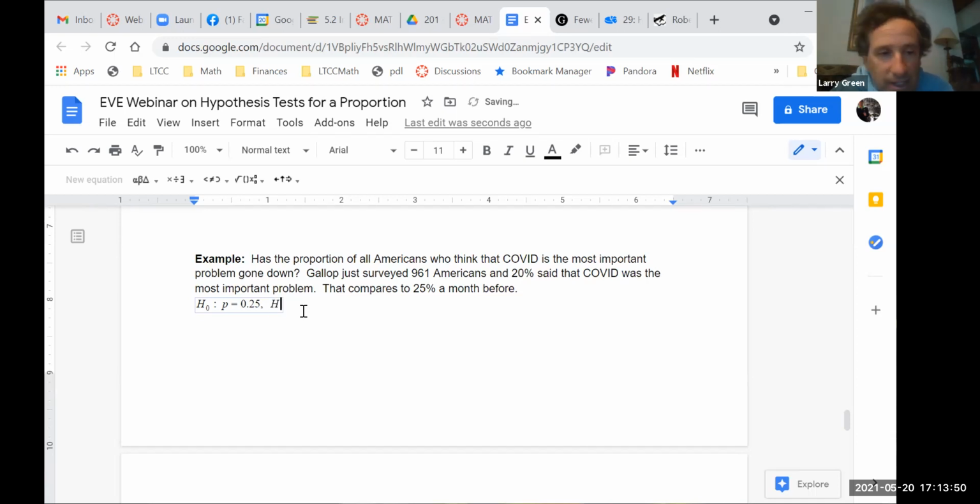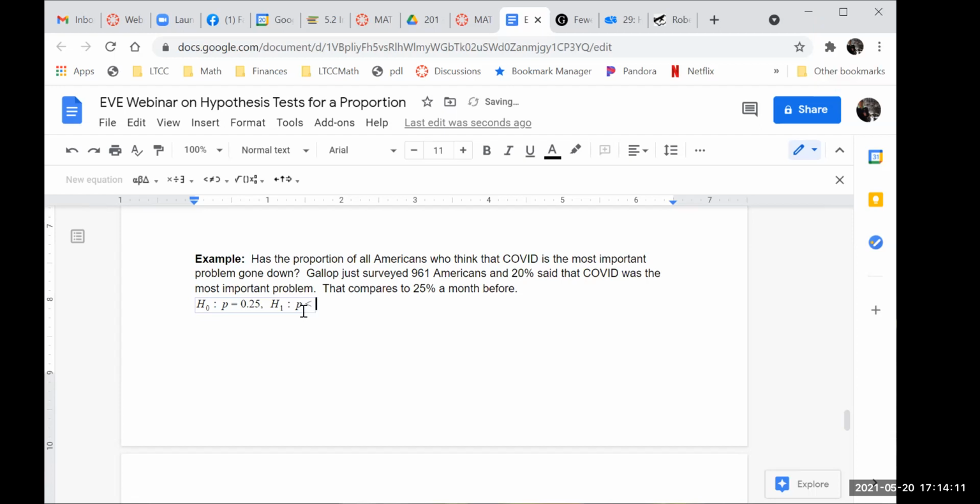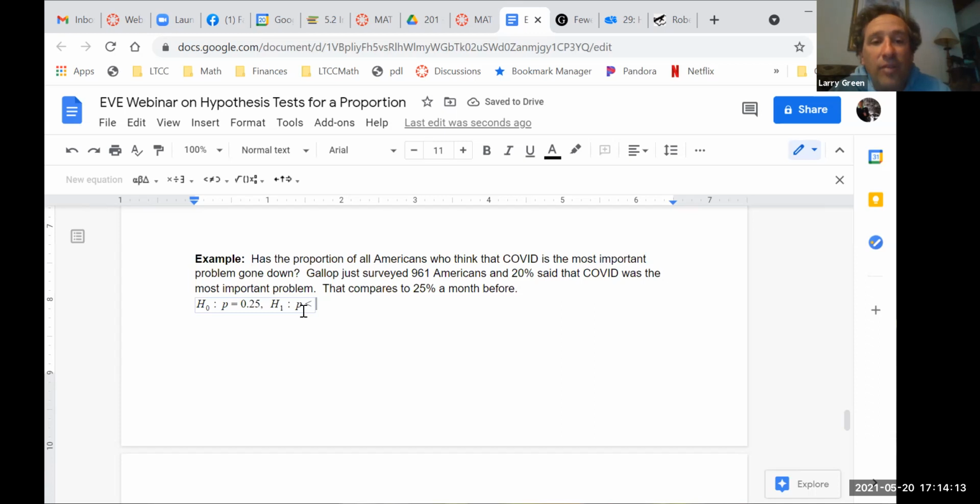And then we have H1. And what's the inequality? P is less than 0.25. Yeah, less than because gone down. Those are the keywords. You always want to look for the keywords. And here is, has it gone down? Down means it went smaller. So less than 0.25. Any questions on that?